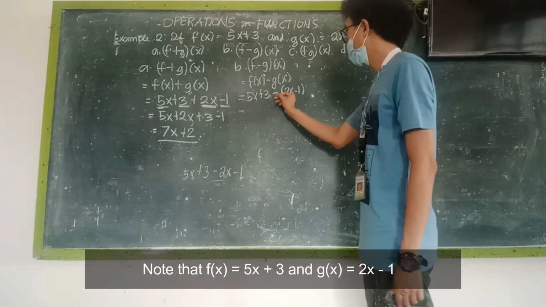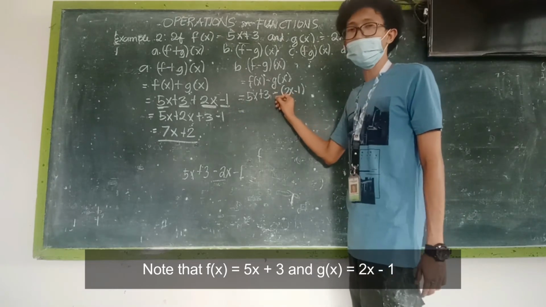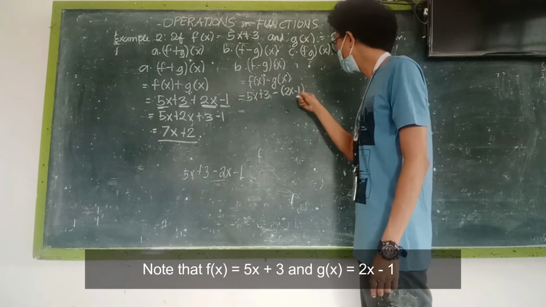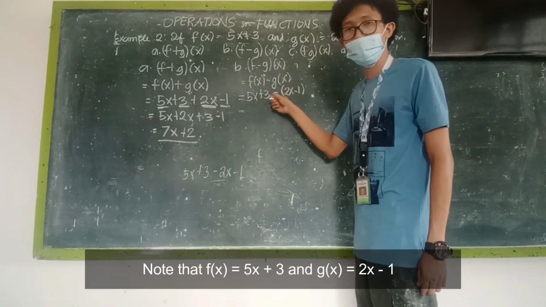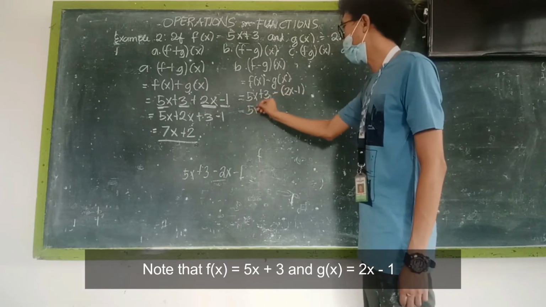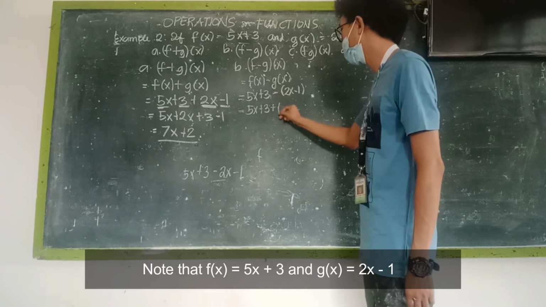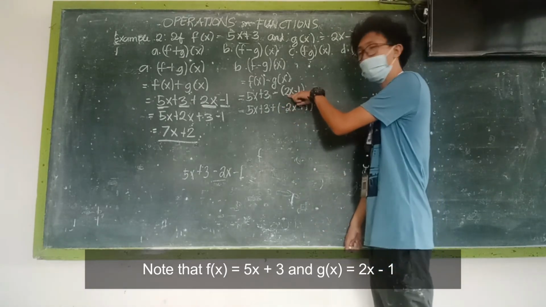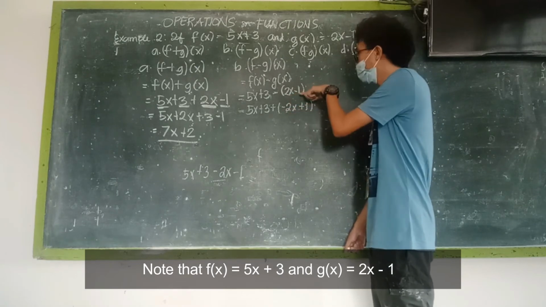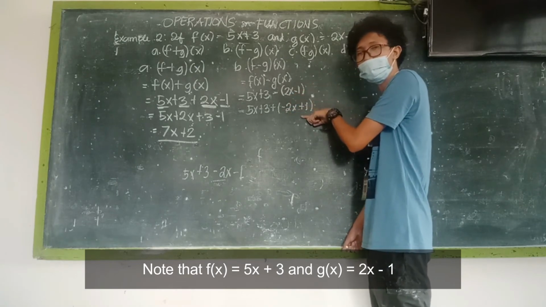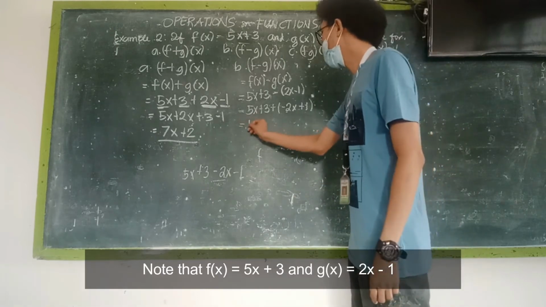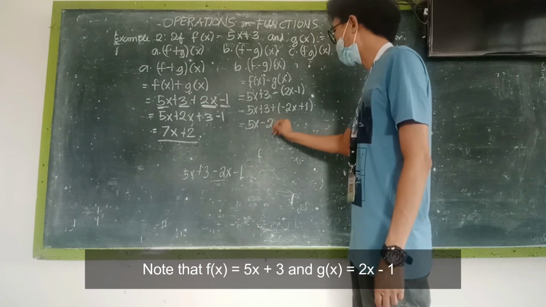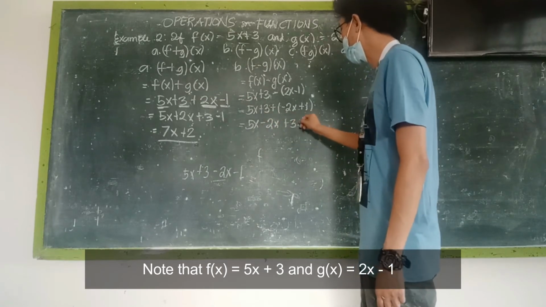So, we have our rule in subtraction of polynomials: change the signs of the subtrahend. So, lahat po ito, i-change natin ang sign and then proceed to addition. So, we have 5x plus 3 plus negative 2x plus 1. So, yung positive 2x dito, mapapalitan ng negative. Yung negative 1 dito, mapapalitan ng positive. So, magiging 5x, katulad ng ginawa natin doon kanina, minus 2x plus 3 plus 1.